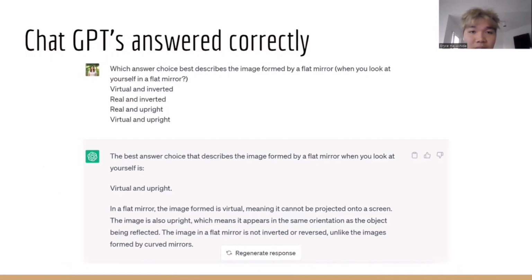And then this is ChatGPT's answer for our question. So it got it correct. In a flat mirror, the image formed is virtual, meaning it can't be projected on a screen. So your image will actually appear behind the mirror instead of on the mirror, and your image will be upright. So it'll have the same orientation as you when you're looking into the flat mirror.